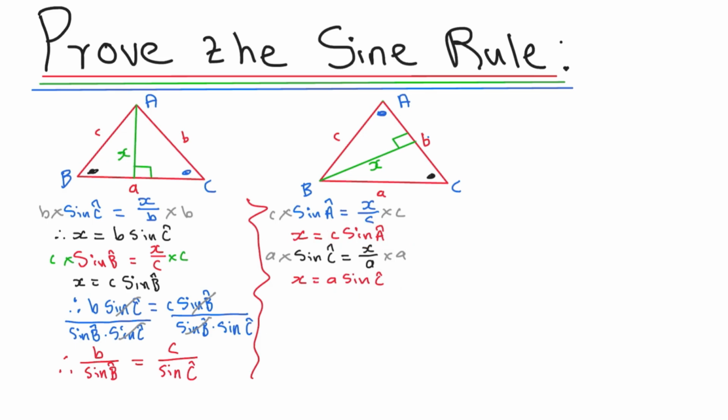So therefore, a sine C is equal to c sine A. But I want the small letters a and c, which are my sides, to be numerators, which means I'll divide both sides of the equal sign by the product of sine A times sine C.